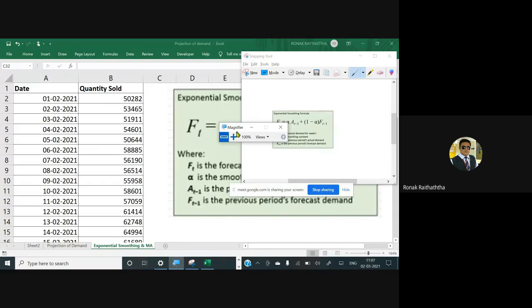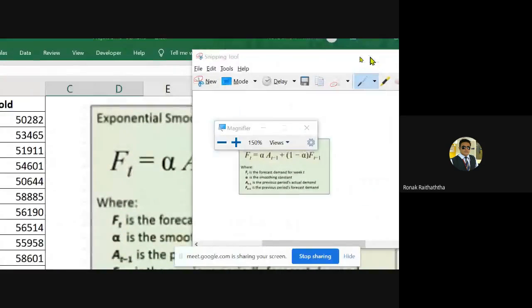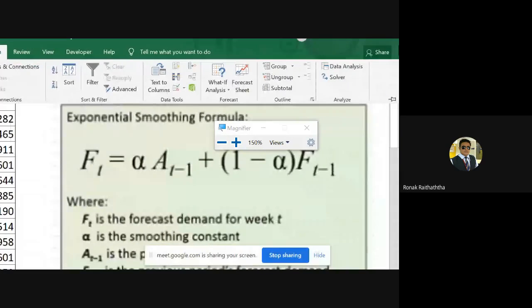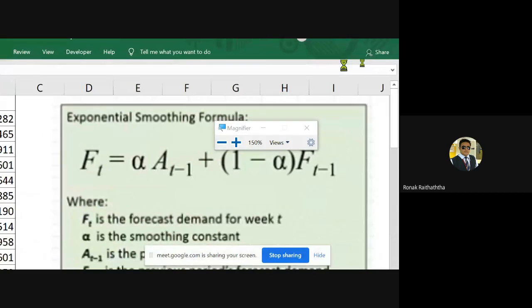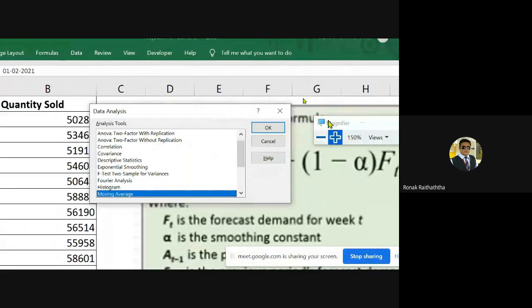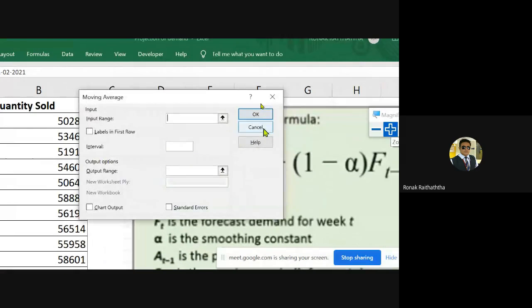Okay. So first I'll go to the data. You people have already got that data analysis step there. Then you go to the data analysis. And my dear friends, in the data analysis, you have something called moving average. Now you press OK on that.